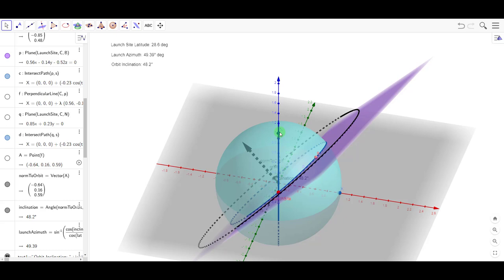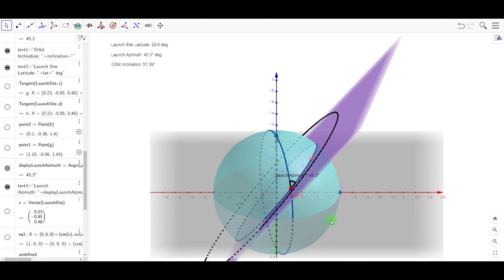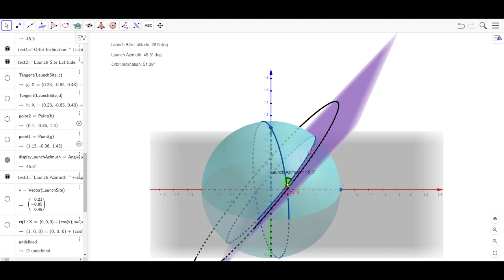The launch azimuth angle is the initial direction of the ground track of the orbit, measured at the surface of the planet or moon from the geographic North Pole to the orbital path. This is the same angle as the initial heading I discussed in a previous video on navigation. You can see I've illustrated an example here where we have a launch azimuth of 45 degrees. That's the angle measured from directly northward to the ground track of the orbital path.